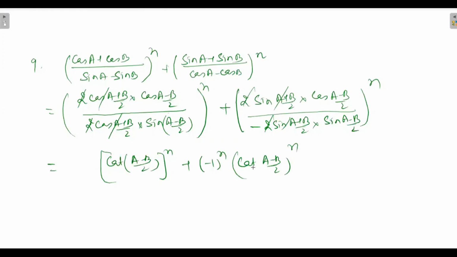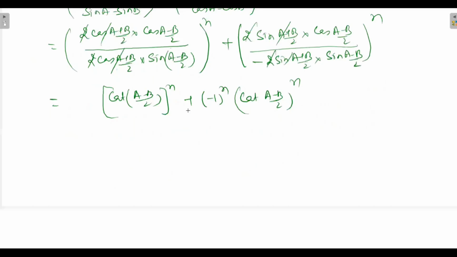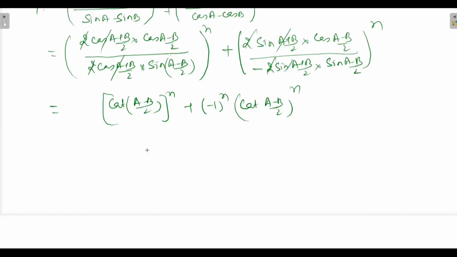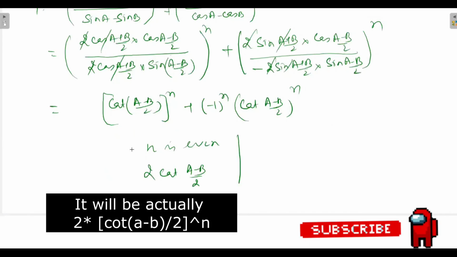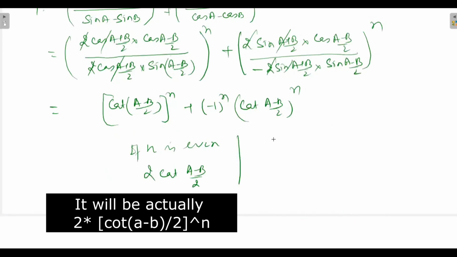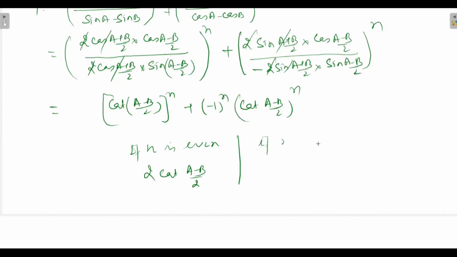So all this means is that if n is even, this will be positive. So when n is even, this will turn out to be 2 times cot of (A minus B)/2. If n is odd, this will become minus. So if n is odd, then this will become 0, because this and this will cancel out, right?